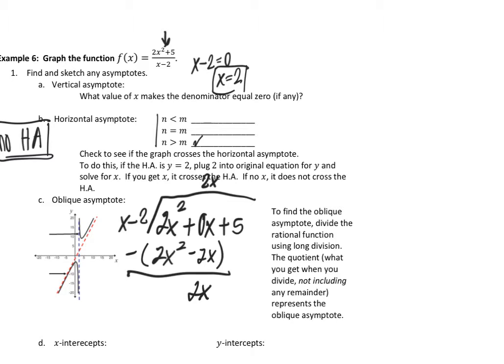And then I say 0 minus a negative 2x. So I end up with a positive 2x right there. I'm going to bring the 5 down. So I'm saying what can I multiply x by to give me 2x? And you could multiply it by 2.